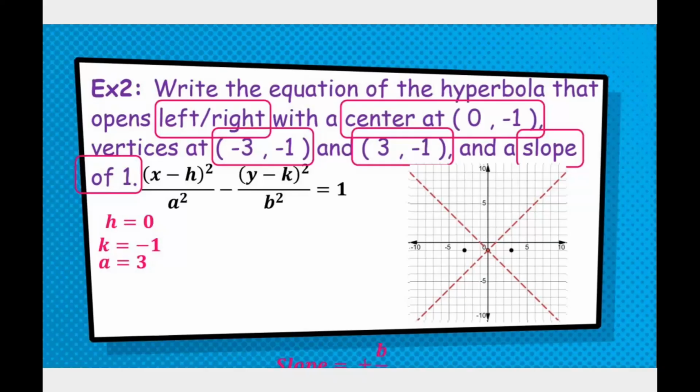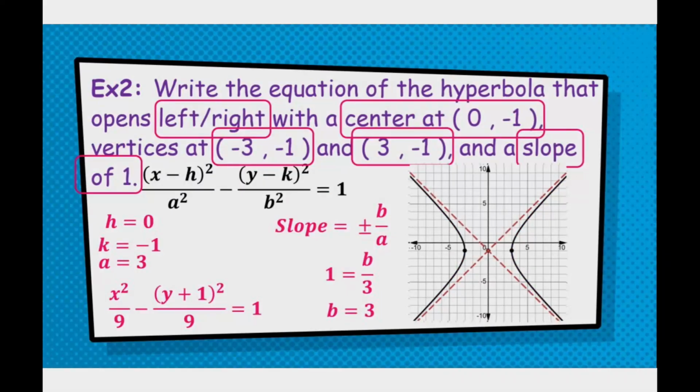And from that center, if I go up 1 over 1 in both directions, I get something like this. But if the slope is equal to plus or minus b over a, and I'm told the slope is 1, well, we know what a is, and we know what the slope is, so let's substitute those values in. I can substitute 1 for the slope, and 3 for a, and if I do that, I can solve for b. And I get b is equal to 3. Now that I know what a, b, h and k are, I can plug all of those into my formula and get this equation of the hyperbola.